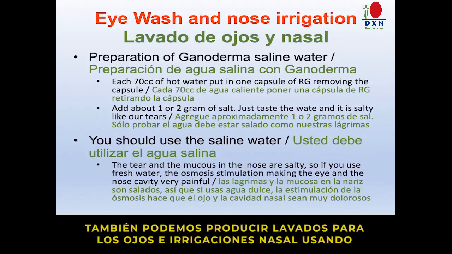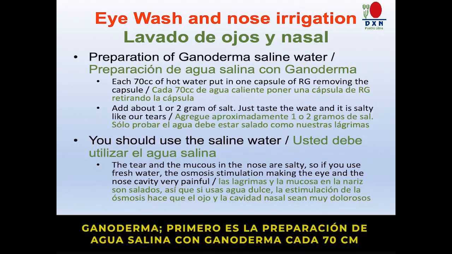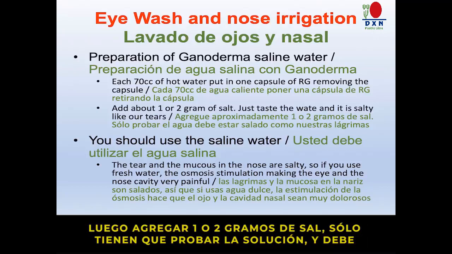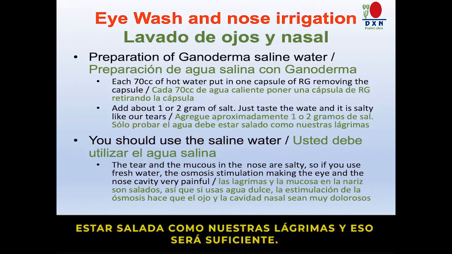We can also produce this eye wash and nose drainage using this Ganoderma. Now, first the preparation of the Ganoderma saline water. For each 70 cc of hot water, you can put 1 capsule of algae, removing the capsule. Then add about 1 or 2 grams of salt. You just taste the solution; it tastes a little bit salty, like our tears, and then it is good.